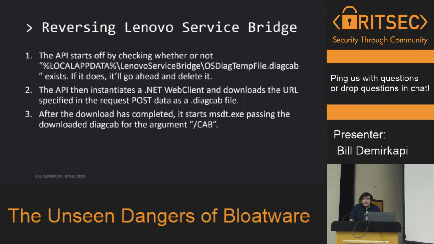For the OSDiag API, the API starts off by checking whether or not this local app data Lenovo Service Bridge OSDiag temp file path exists. If it does, it'll go ahead and delete it. The API then instantiates a .NET web client and downloads the URL specified in the request post data as a diagcab file. After the download has completed, it will actually start this diagcab file using the MSDT binary.